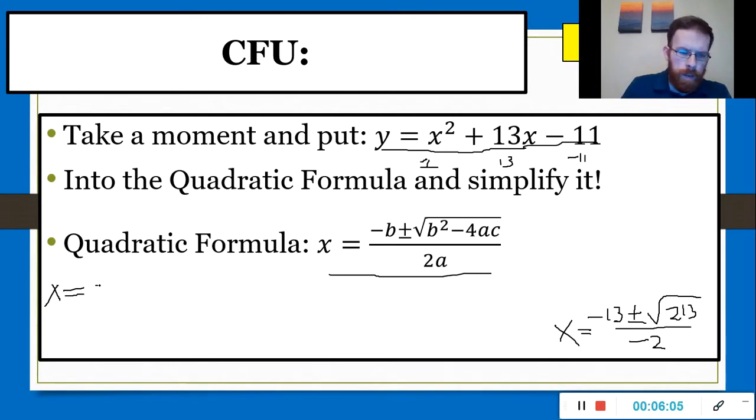All right, negative b, so negative 13, just like we have at the end, plus and minus, remember you're going to have two answers, 13 squared minus 4 times 1. Oh no, that should be a positive 2 down there. Don't know why it says negative 2. It should be a positive 2. Correct me. All right, times that negative 11.